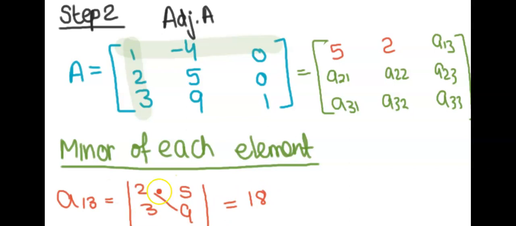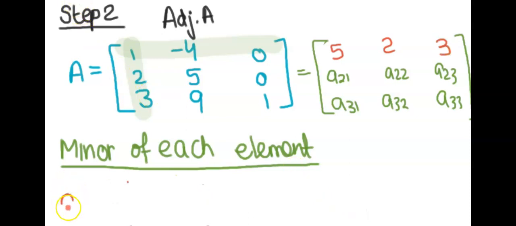9 times 2 is 18, minus 5 times 3 is 15. That's a positive 3. Now let's say I want to find out A21, which is here. So you see that Super Mario is here. So Super Mario can go that way and that way.